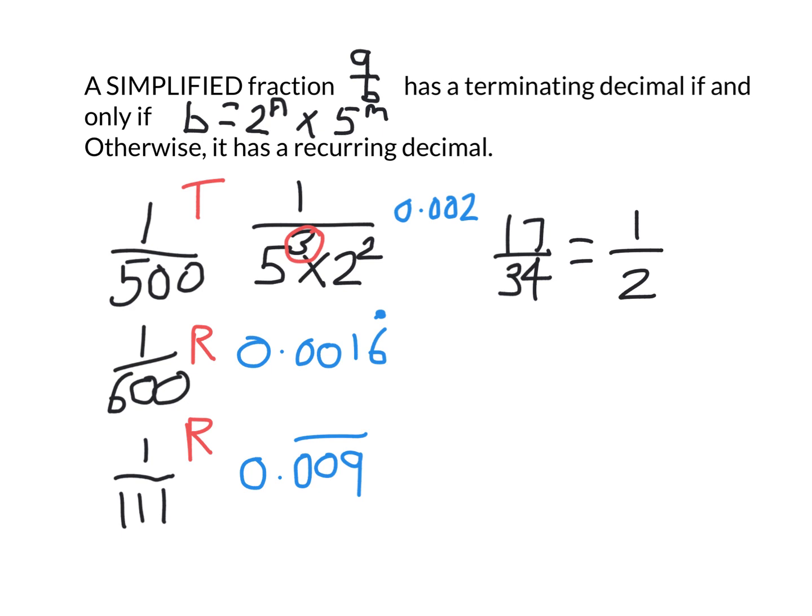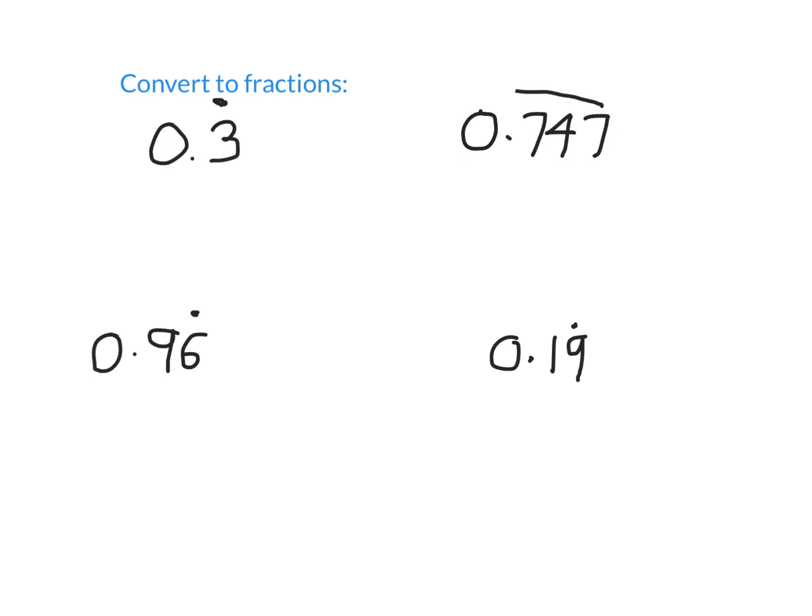So let's look now at converting the other way. We're going to go from decimals to fractions. As we saw on the last slide, there are two types of recurring decimals: ones where only the digits after the decimal place are recurring, and ones that have a terminating and a recurring part. So the way we convert to fractions is a little bit different depending on the type of decimal. These ones are really easy.